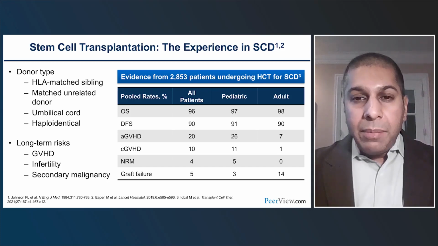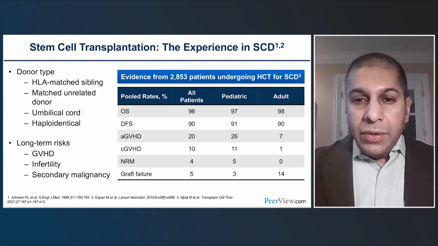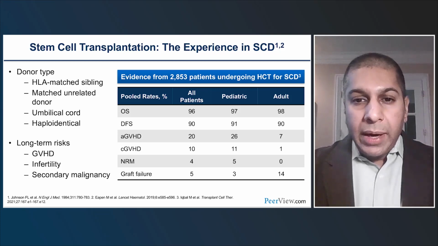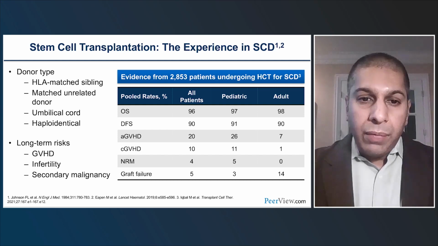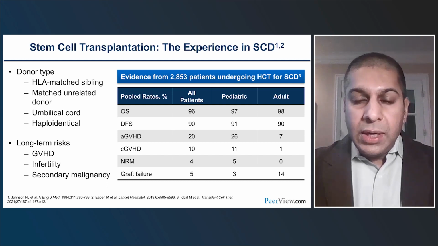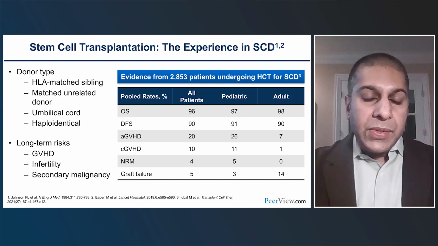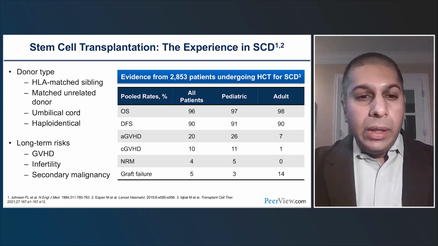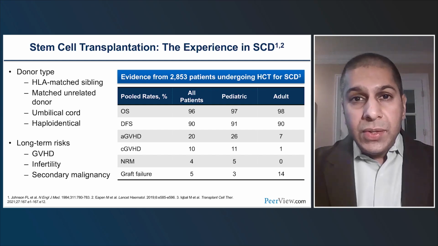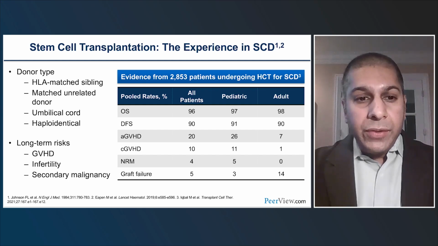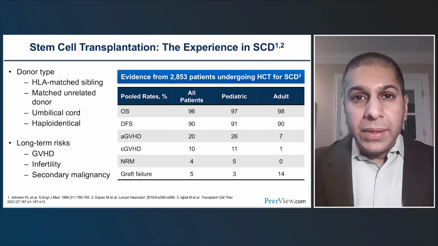When you look at a breakdown between pediatric and adults, you can see that the pediatric patients more often get myeloablative regimens, which may be associated with a little bit higher risk of graft versus host disease, while the adult patients get non-myeloablative approaches that might reduce the risk of graft versus host disease, but may be associated with a little bit higher risk of graft failure. Other long-term risks to be aware of and to consider include the risk of graft versus host disease, infertility from the conditioning regimen, and a risk of secondary malignancy.